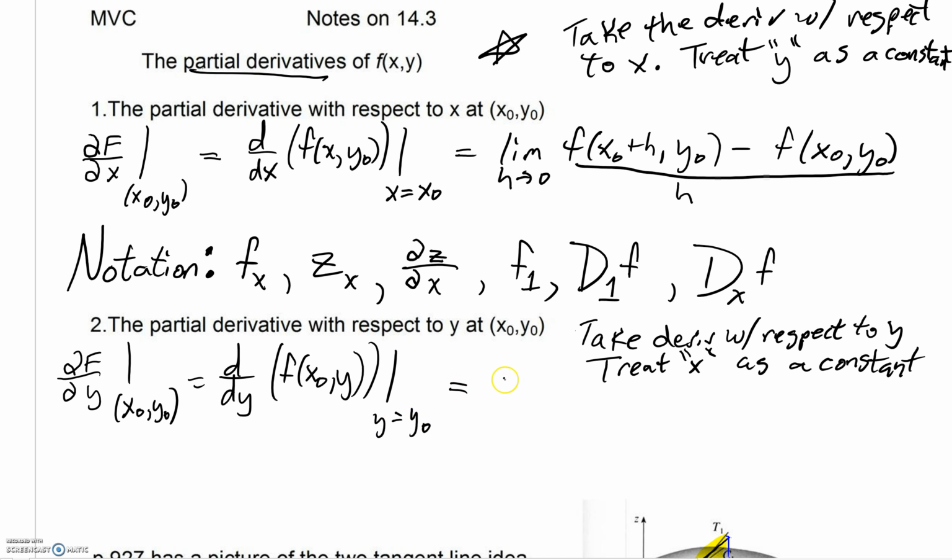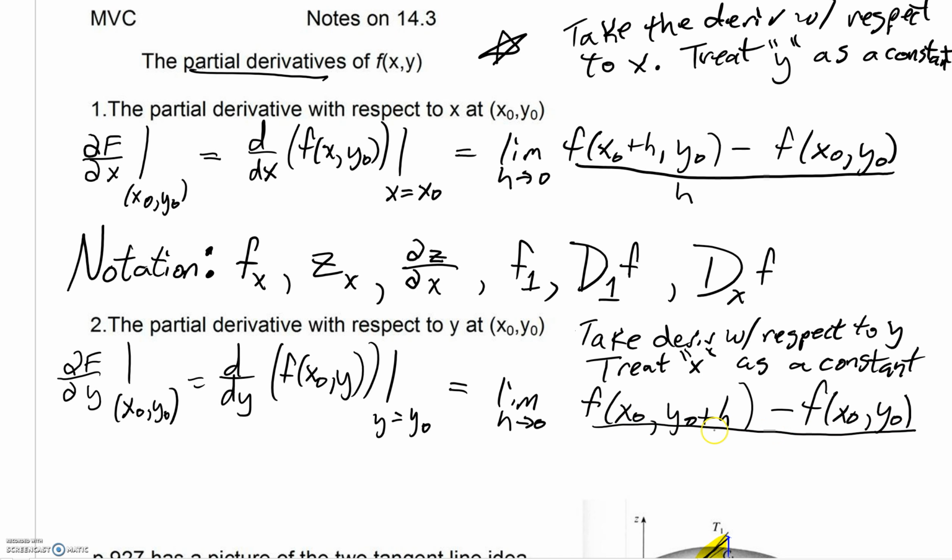And you could say, could you come up with a limit? Yeah. Say the limit as h goes to 0, and this time we'd say f of x naught comma y naught plus h. It's y naught that is changing just a little bit. And you can see it's pretty much just recopying what I did up on top, but just making some quick adjustments.